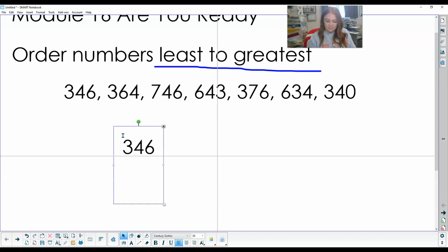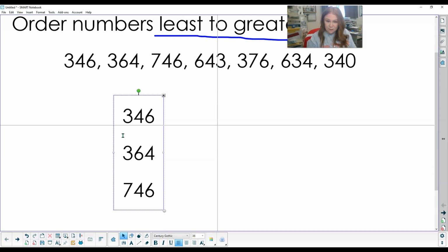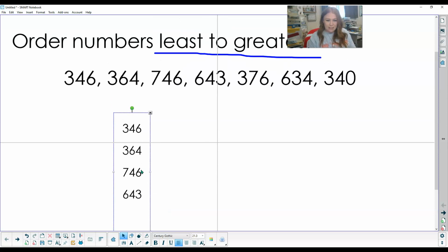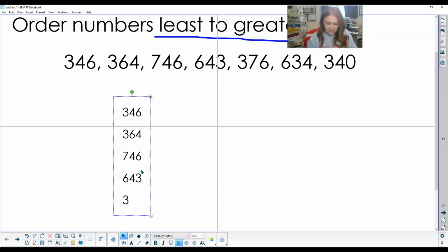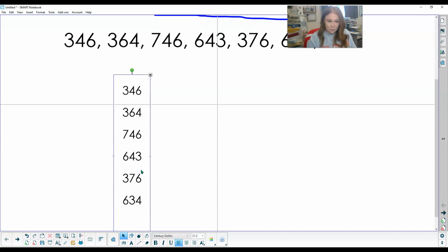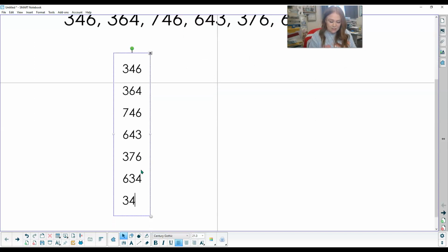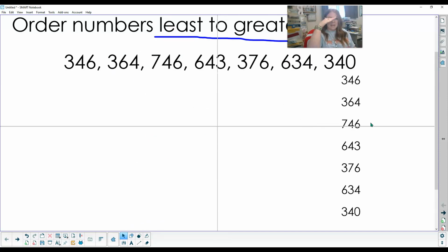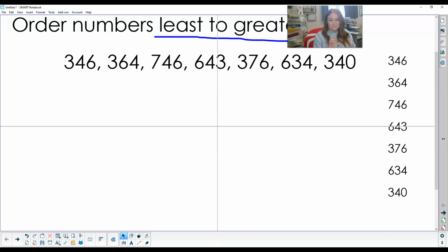So we've got 346, 364, 746, 643. I'm going to shrink this up a little bit. And 376, 634, and 340. So there's all of them. And then now this way I can compare the value of them.